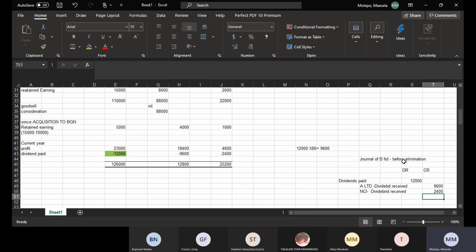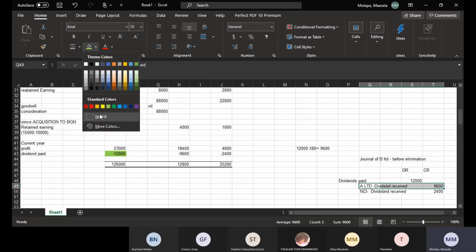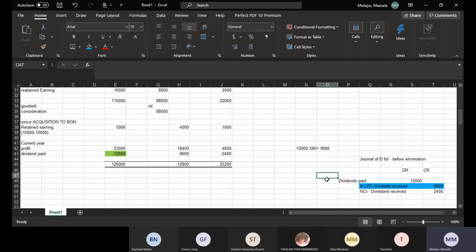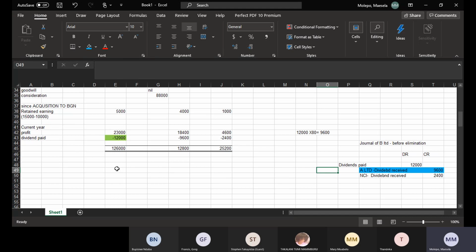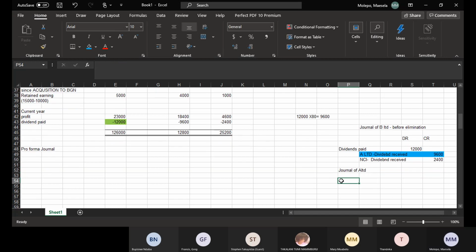So this is the part that is intra-group, because of this they are intra-group. So they need to be eliminated. When we eliminate them, we take them on our pro forma journal. In the journal of A, there will be a bank which increased by 9.6.